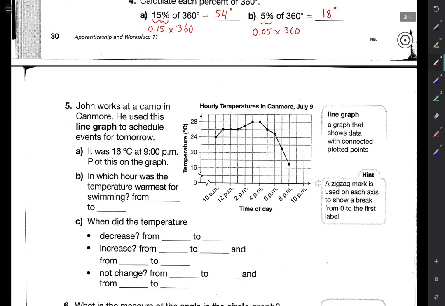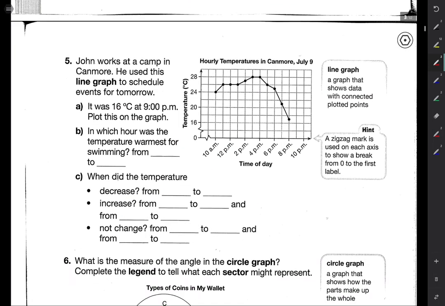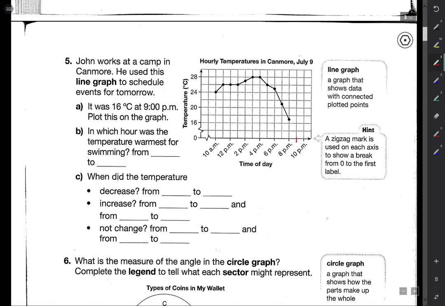Now moving on to example 5 here. John works at a camp in Canmore. He used this line graph to schedule events for tomorrow. It was 16 degrees at 9 p.m. Plot this on the graph. So 9 p.m. would be this little mark over here, and it was 16 degrees. So 16 is over here, so let's follow this line over and match it up with our 9 p.m. And then we're going to attach these two dots.